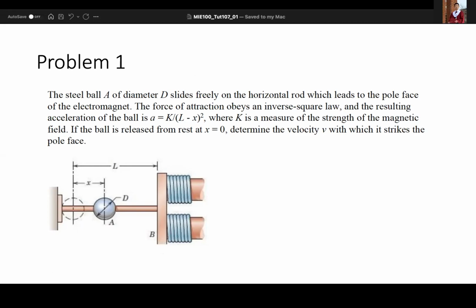Is the left end the pole face or the right end the pole face? Sorry? The right end is the pole face.